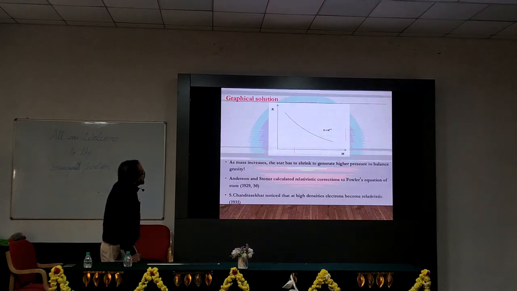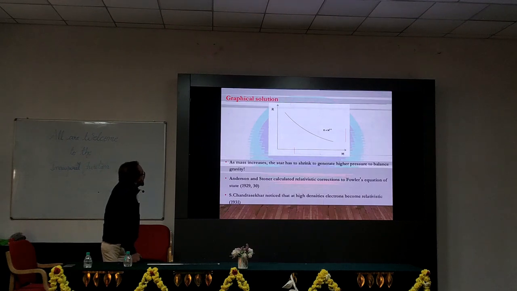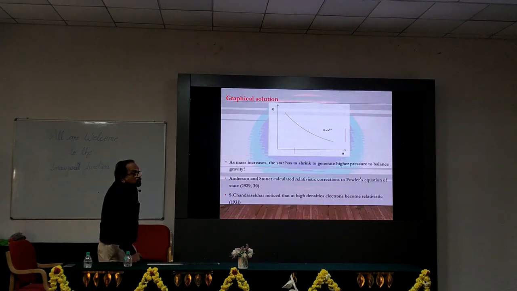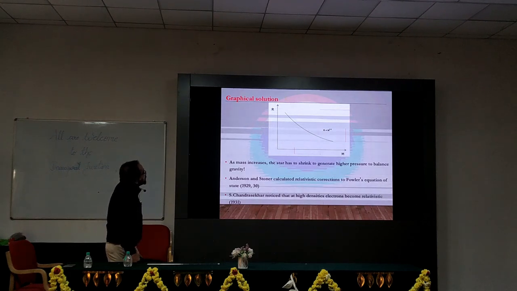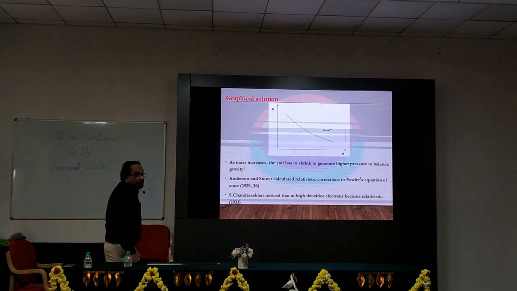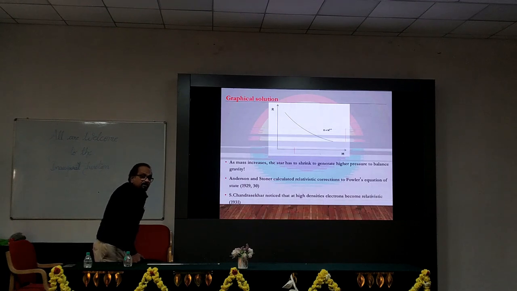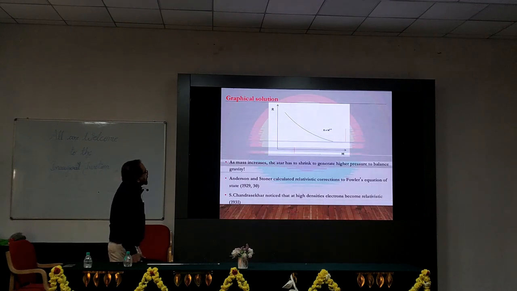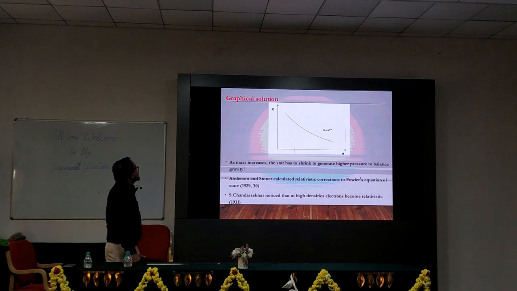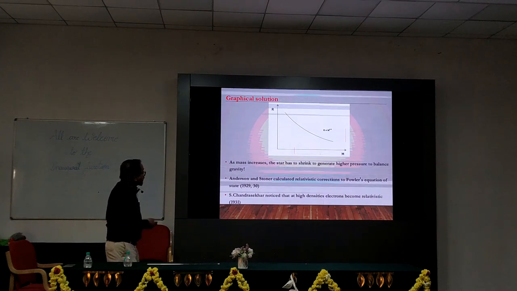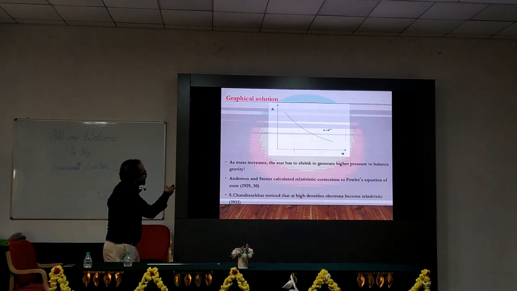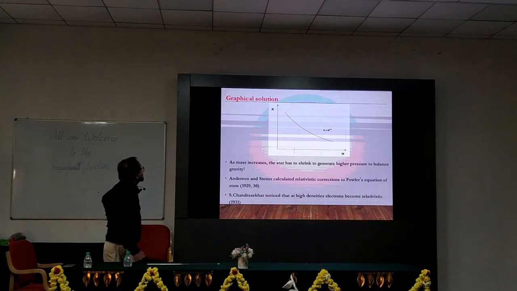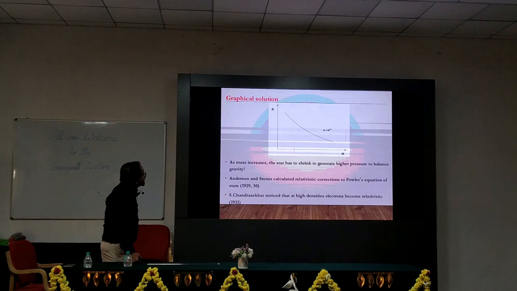So this is the curve Fowler obtained approximately with his theory of white dwarf stability. Notice that whatever the mass, there is a possible radius available, and the white dwarf can remain stable at that particular radius. Around the same time, two other people, Anderson and Stoner, calculated relativistic corrections to Fowler to some extent. So this was around 1929-30.